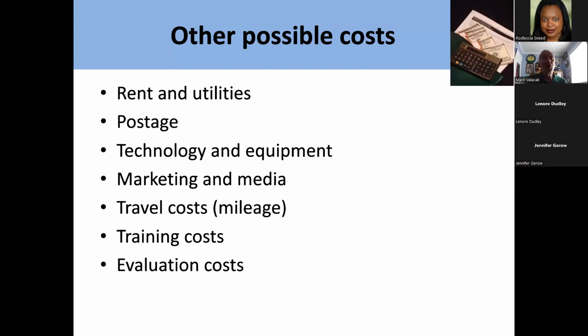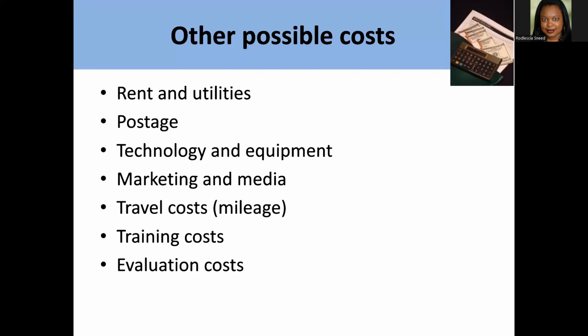There are other possible costs. So you might have some rent or utility charges, postage costs if you've got mailings associated with the work that you're going to do. There may be some technology and equipment that you need. So again, maybe you need a particular software package because you're going to be doing certain kinds of specialized work, or particular kinds of equipment, be it a laptop, a desktop computer, a printer, testing equipment.